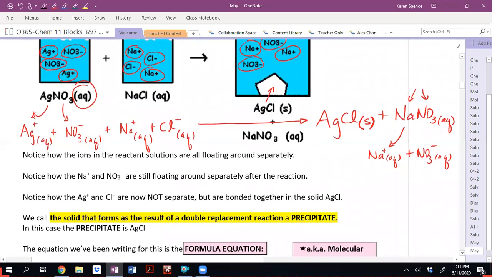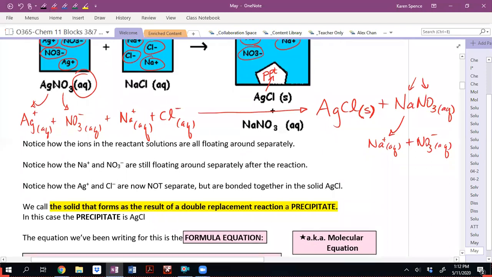Now, that solid that forms is called the PPT, which stands for precipitate. Yes. Okay. So today we are going to write 3 types of equations around a precipitation reaction.